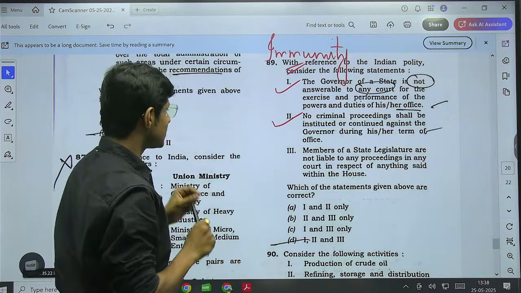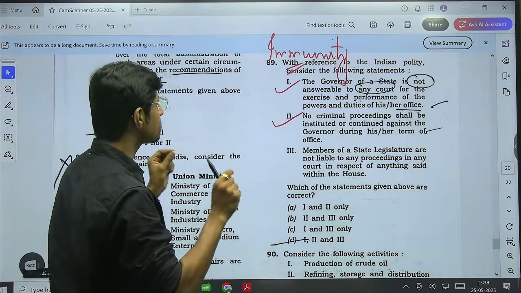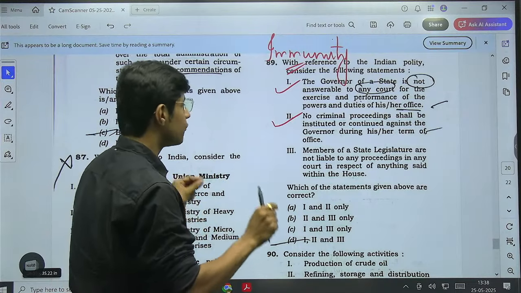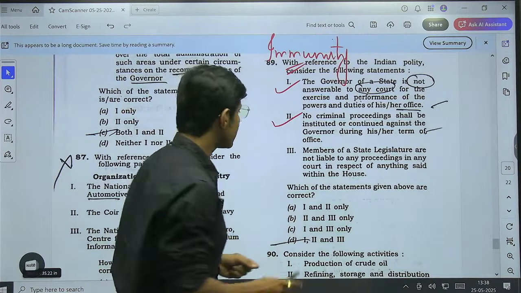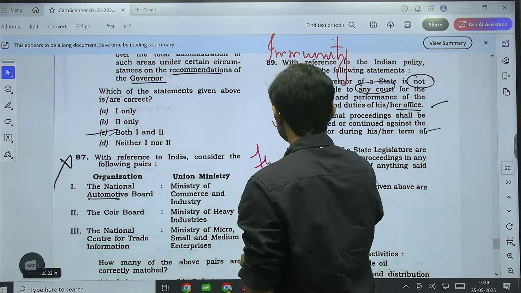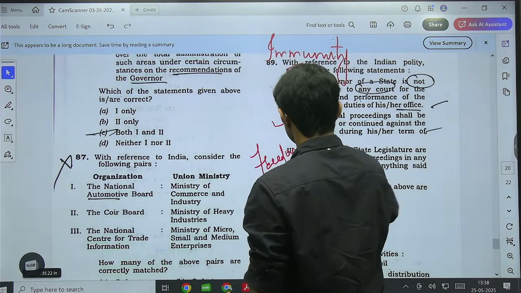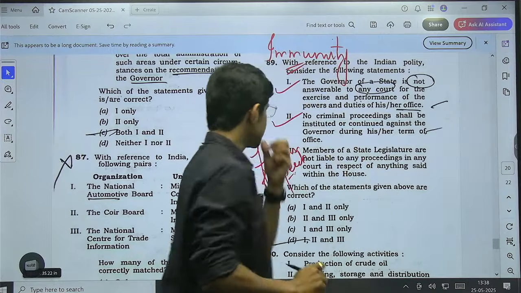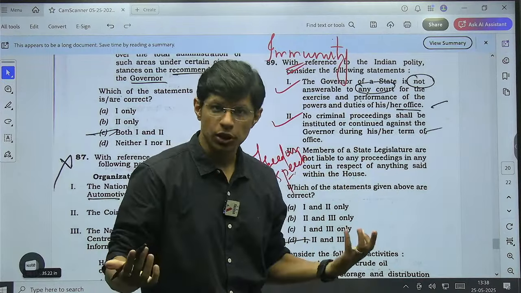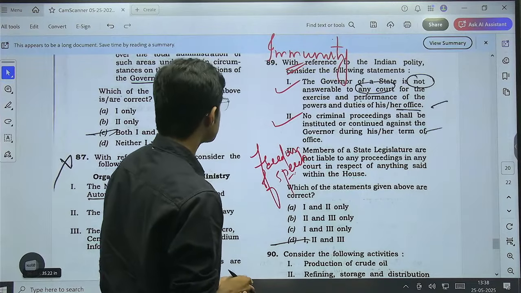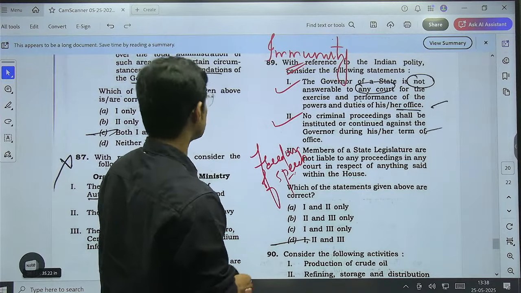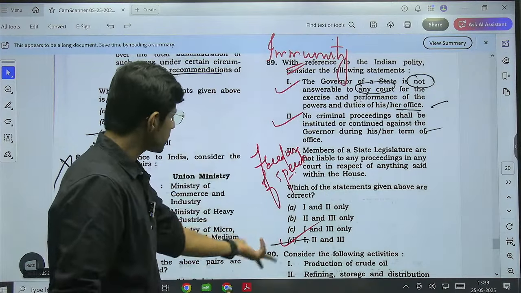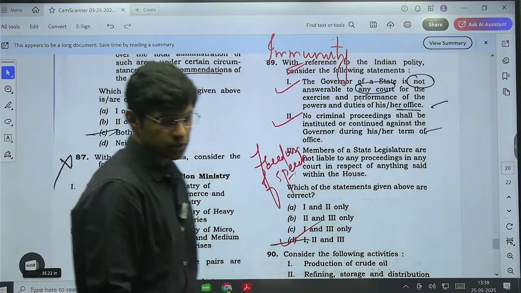The members of a state legislature are not liable to any proceedings in any court in respect of anything said within the house. Now this explains the freedom of speech. Freedom of speech, every member does enjoy. So, members not liable, which of the above statements? So again, a very simple question. So all the statements are correct, so D is the correct answer for question number 89.